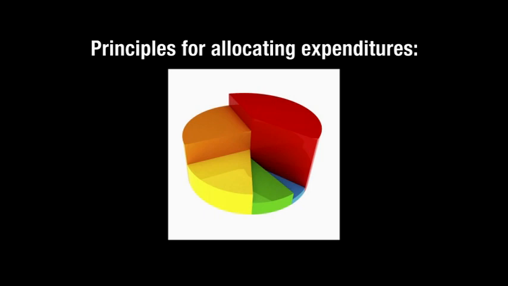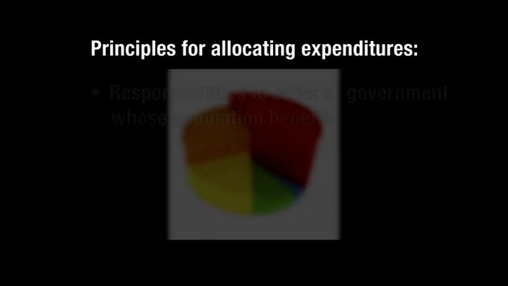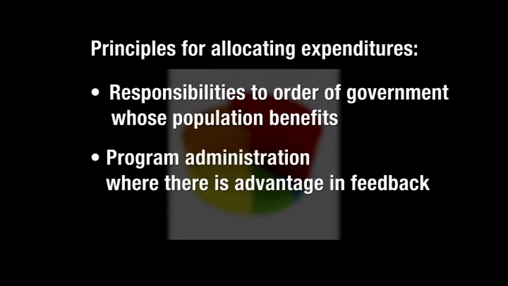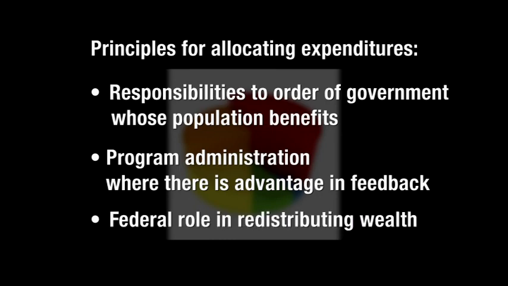Principles for allocating expenditures for both dualist and integrated federations include giving responsibilities to the order of government whose population benefits from a public good, devolving program administration where there's a strong advantage in getting feedback from the population being served, and providing for some federal role in major programs that redistribute wealth.